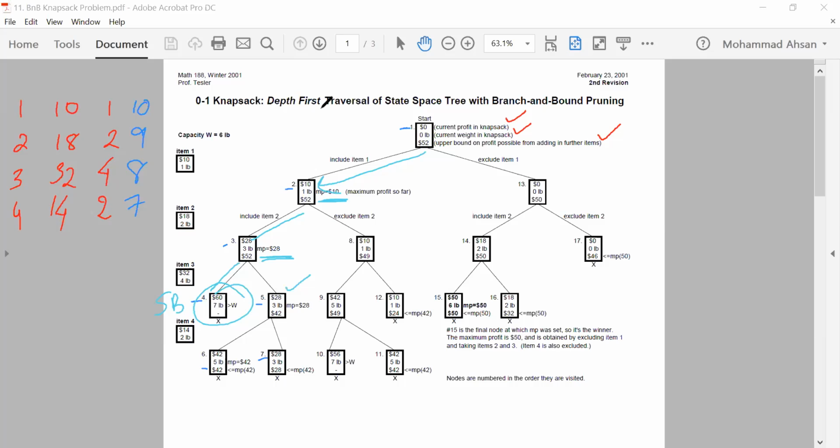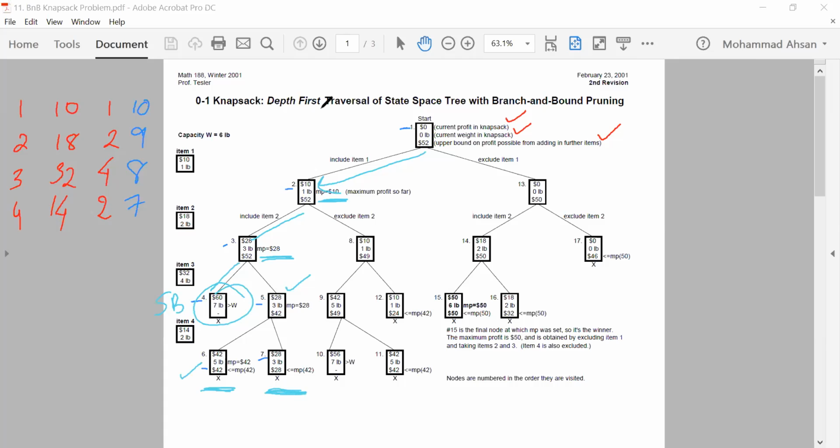So I come to node number 5. My max profit is still 28. When I come to node number 6, my profit is 42 and my estimated profit is also 42. So I cannot get any better. So my current profit is 42.